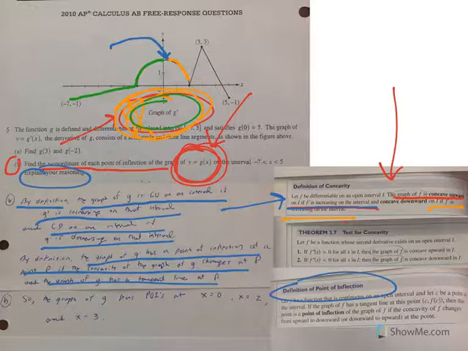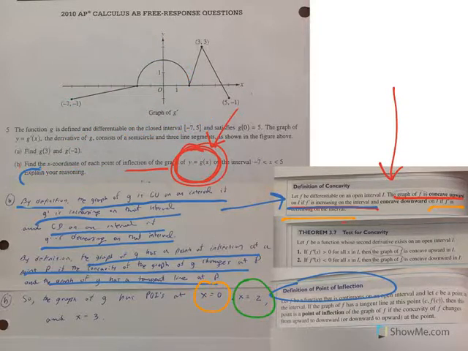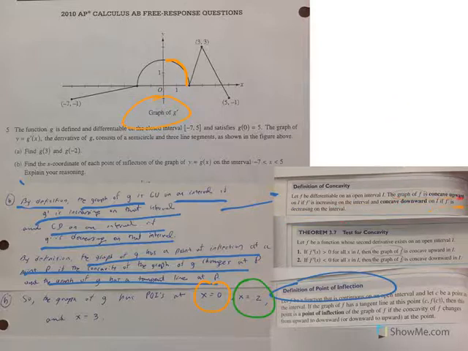So where do we have points of inflection? We have a point of inflection at x is equal to 0 because that's where the graph would go from concave upward to concave downward. And we have a point of inflection at x is equal to 2. Because what happens at x is equal to 2? Let's take a look here what happens. From 0 to 2, the graph of g prime is decreasing. And if the graph of g prime is decreasing, the graph of g must be concave downward.